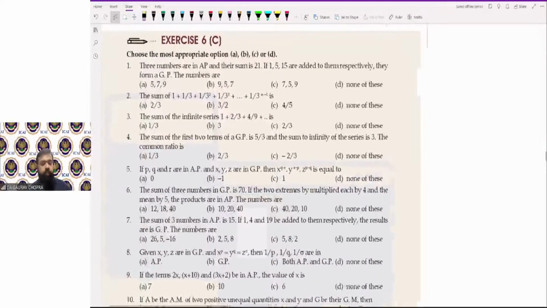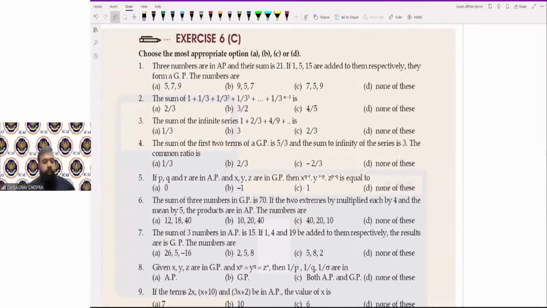Now exercise number 6C. Let's try some random questions from it. Question number 1. 3 numbers are in AP and their sum is 21. So what are the conditions? First condition is the series is an AP. Their sum is 21. Then if we add 1, 5, 15 to the series, then it becomes a GP. If you add 1, 5, 15 to the series, it will form a GP.